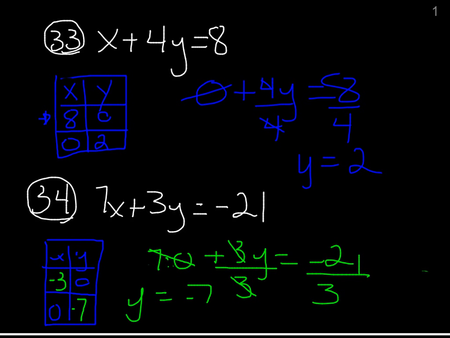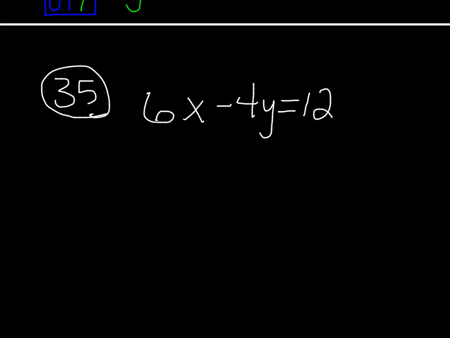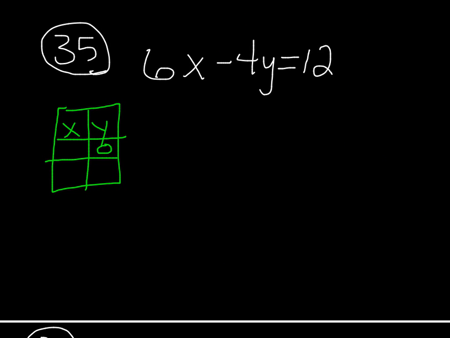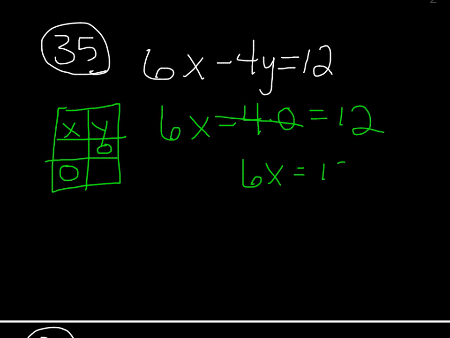On 35, you're still just finding x and y intercepts. And so, again, we're just going to make a table. And we'll do that. Put a 0 in for y for the x-intercept, a 0 in for x for the y-intercept. So to find the x, we'd have 6x minus 4 times 0 equals 12. That would cancel out, and we'd have 6x equals 12. So dividing by 6, we'd get x equals 2. So the x-intercept is 2.